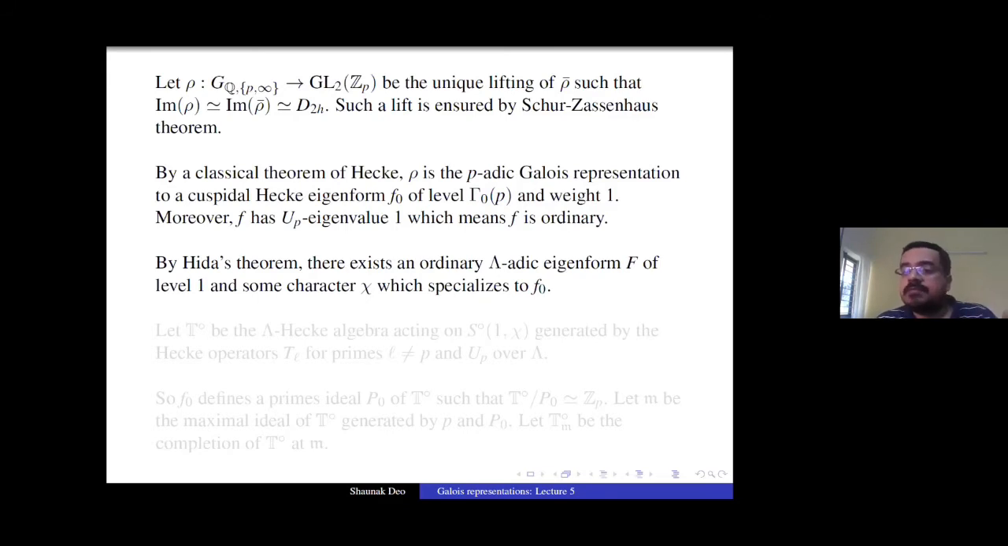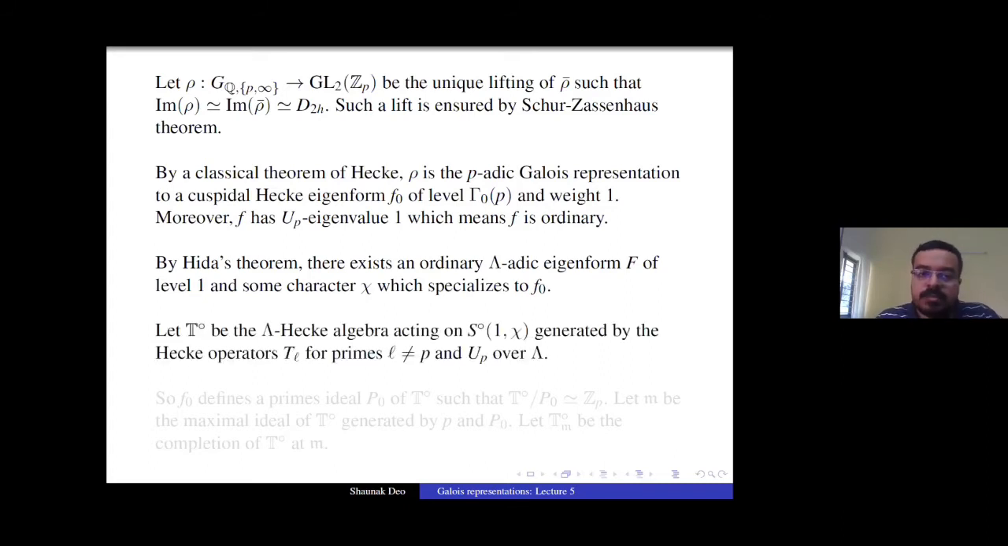So this will give us the Hecke algebra we want to work with, and then we'll talk about the deformation ring. So let T naught be the lambda-adic Hecke algebra, which is acting on the space of ordinary lambda-adic forms of level 1 and character chi, which is generated by the Hecke operators TL for L not equal to P and UP over lambda, because level is 1, these are all the Hecke operators. And F naught will define a prime ideal P naught of T circ, right? Because the lambda-adic eigenform F defines a minimal prime of T circ, and when we specialize to F naught, it will define a prime ideal P naught, which is containing this minimal prime, such that T circ modulo P naught is just ZP.